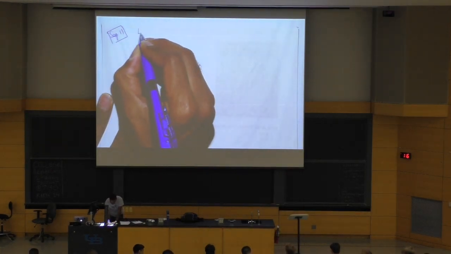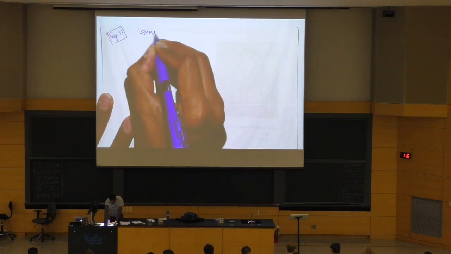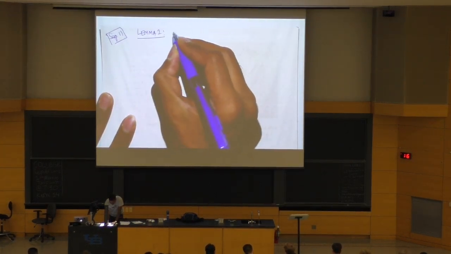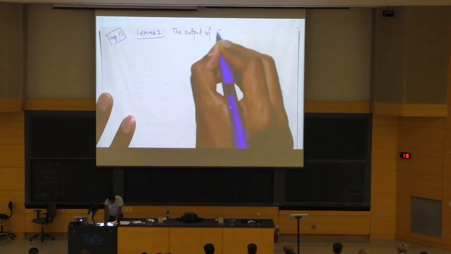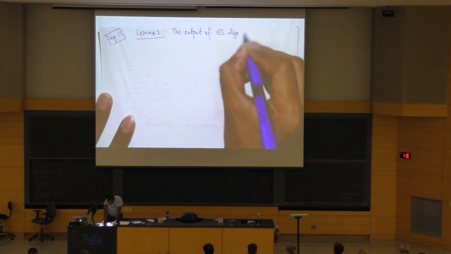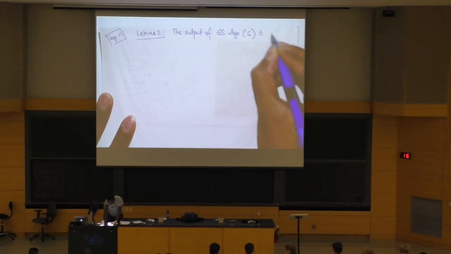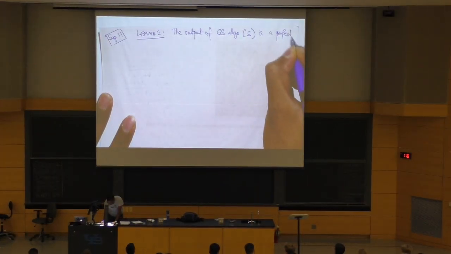So as a reminder, we are trying to prove lemma 2, which says that the output of the Gale-Shapley algorithm, which we will denote by S, is a perfect matching.